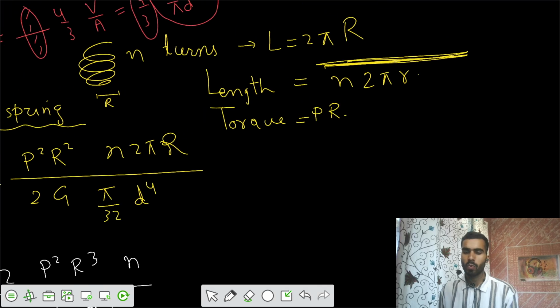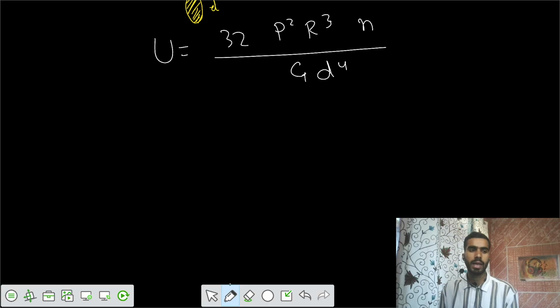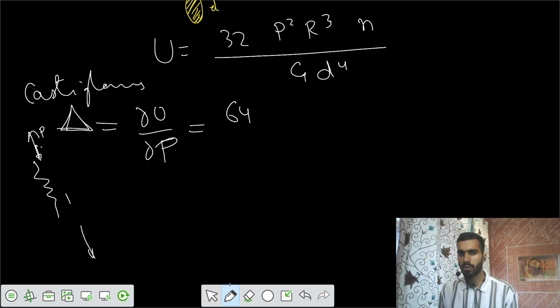Now, what is the actual deformation of that spring? How can you calculate the actual deformation subject to the strain energy U? By using Castigliano's second theorem, dou U by dou P, because you are applying a load of P, gives the actual deformation. If I substitute that, I would get a value of 64 P R cube N by G d power 4.